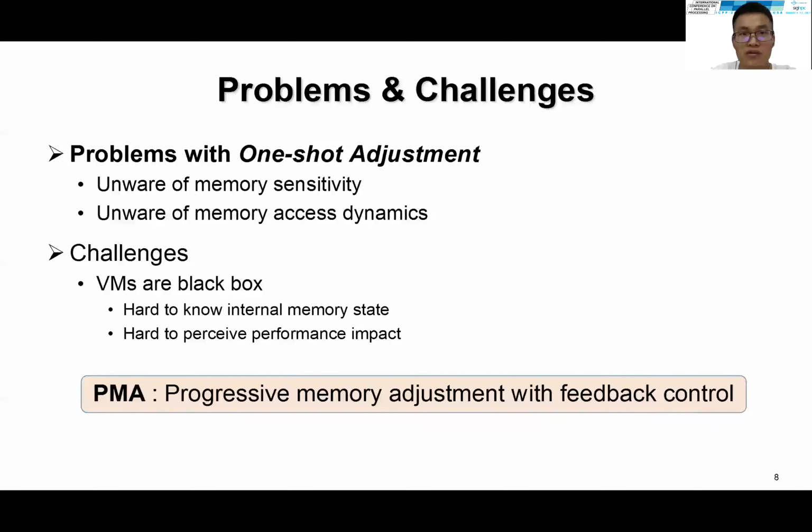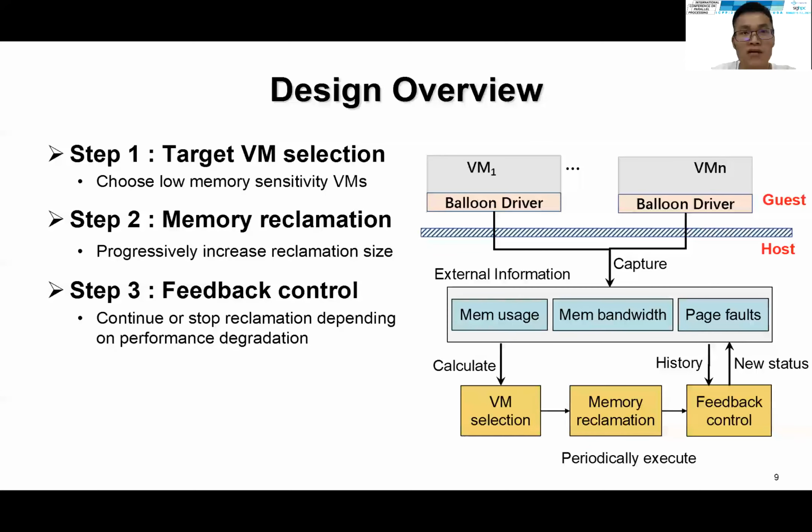Besides, the VM is usually seen as a black box, which means it's hard to know the internal memory state and perceive performance impact. To tackle these problems and challenges, we propose PMA, progressive memory adjustment with performance feedback control. Since the VM is a black box, we can only capture very limited external information, which can be retrieved easily from the host. PMA uses this information to make decisions.